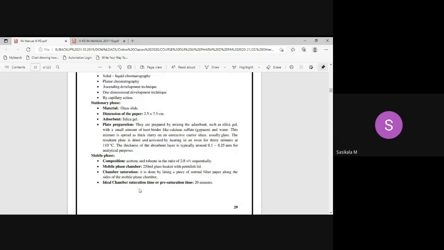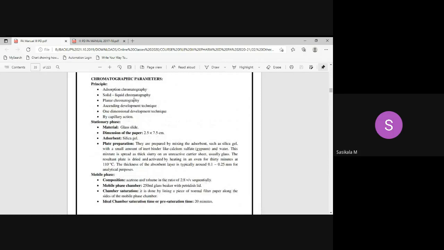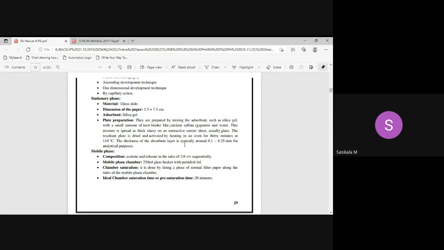In principle, the stationary phase is solid, so it is solid-liquid chromatography. The mobile phase is liquid. So what are the liquids we are using as mobile phase? The composition is acetone and toluene, in the ratio of 2:8, acetone 2 volume and toluene 8 volume. So you will get totally 10 ml, with 2 ml and 8 ml. It is sufficient for separation using a glass slide. Okay, 10 ml totally is sufficient.